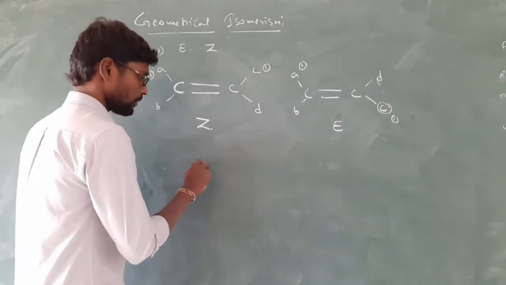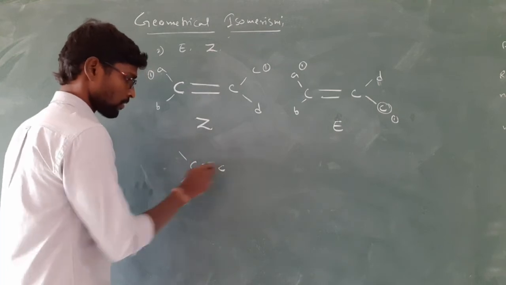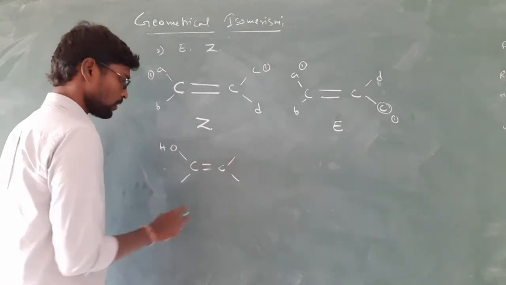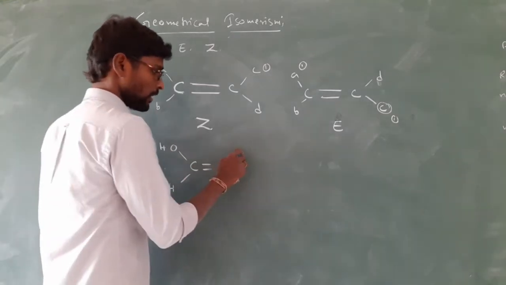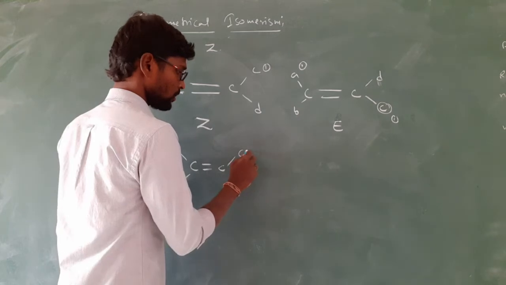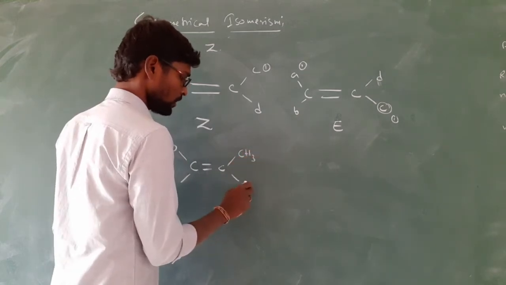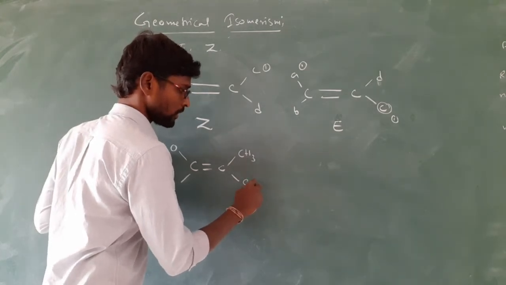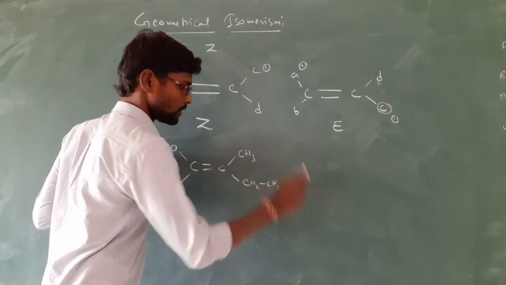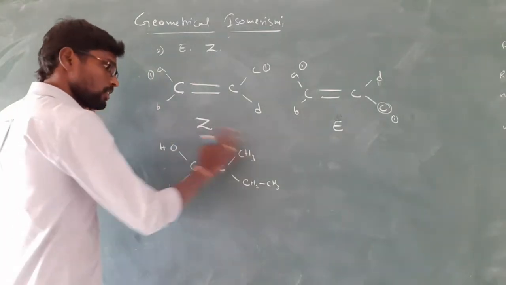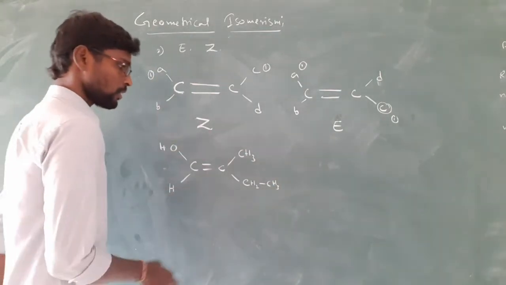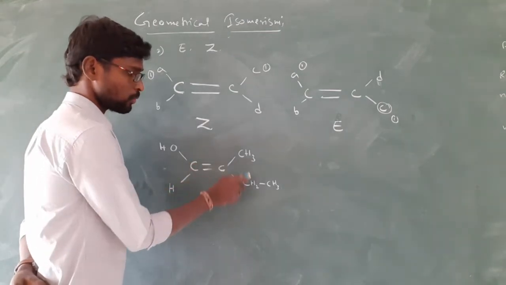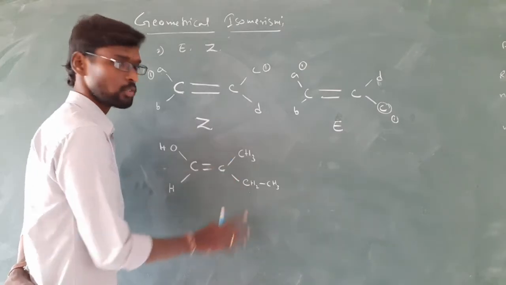Right. So here I am writing one example, C double bond C. On this carbon we have OH, alcohol, and hydrogen, and here C2H5, or simply CH3, and here again CH2, CH3. So this is a molecule, and on this molecule, on this carbon 2 different groups are there, and again on this carbon 2 different groups are there. Then CH3 and C2H5, 2 different groups.